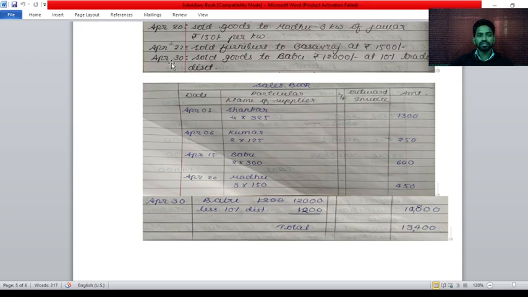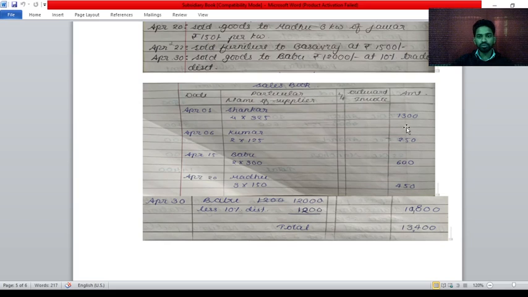So now see the last transaction, 30th April: sold goods to Babu rupees 12,000 at 10% trade discount. Sold goods to Babu, so it is a credit transaction and a sales transaction of rupees 12,000. From this 12,000 we have to minus the 10% discount. On this 12,000 we minus 10%, which is 1,200, so the total will be 10,800.